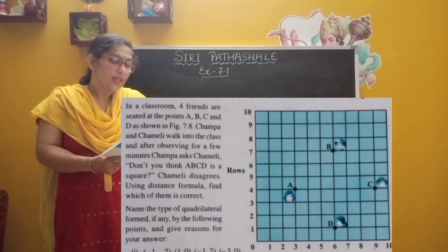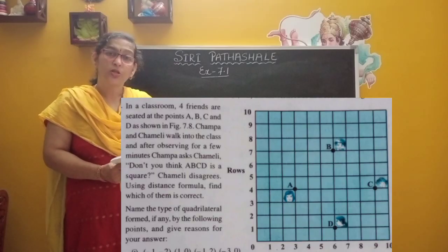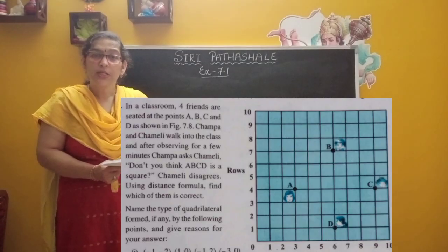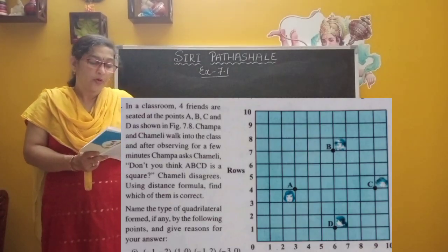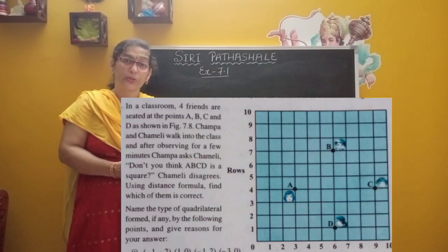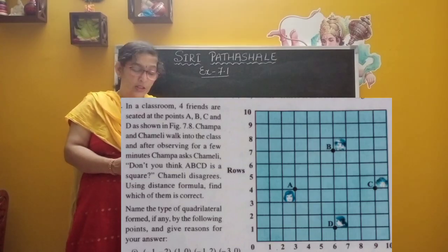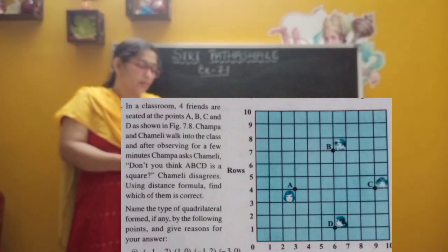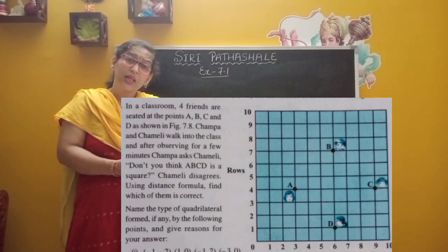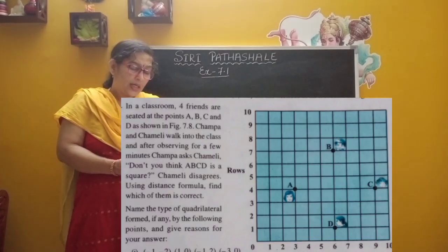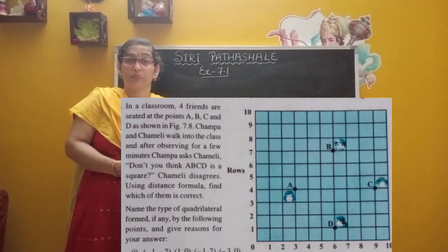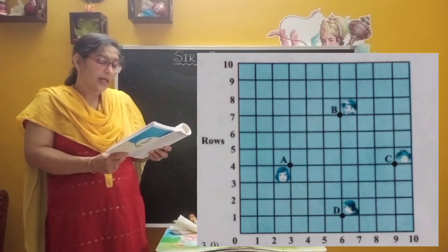Okay, now let us go with the fifth problem in this exercise. This is also one of the important problems in this exercise. A diagram is given. A graph sheet diagram is given. In a classroom, 4 friends are seated at the points A, B, C and D as shown in figure 7.8. Okay, the figure is given in the textbook. Please see that. Champa and Chameli walk into the class and after observing for a few minutes, Champa asks Chameli, "Don't you think ABCD is a square?" Chameli disagrees. Using distance formula, find which of them is correct. Okay. So, whether Champa is correct or Chameli.